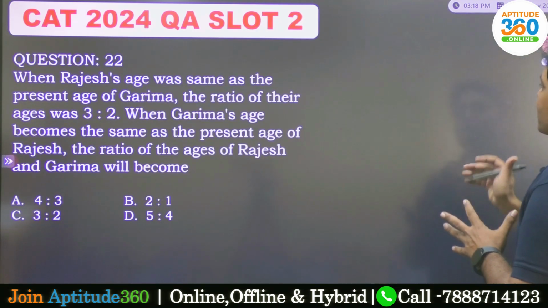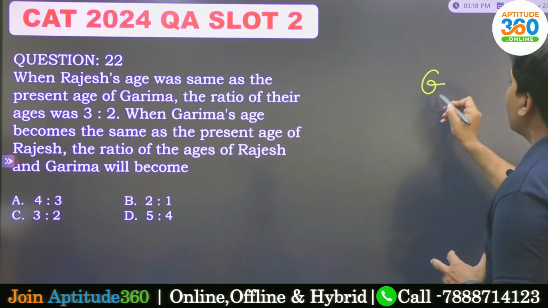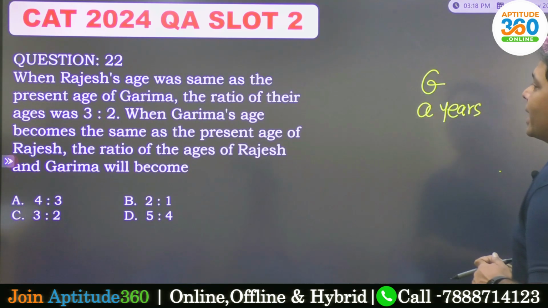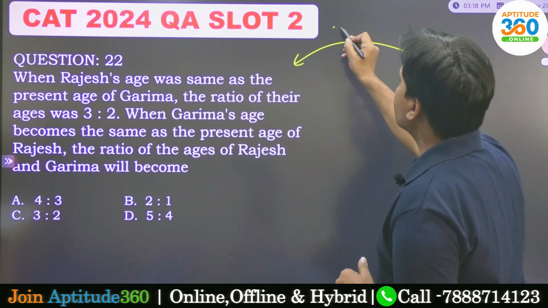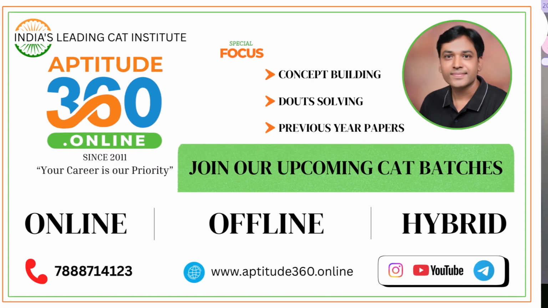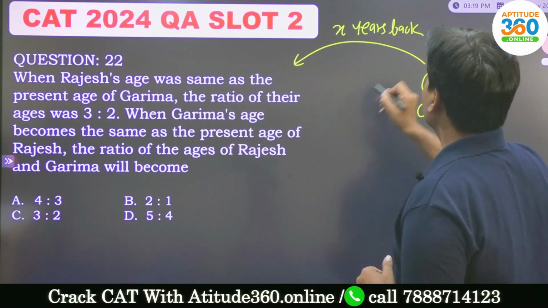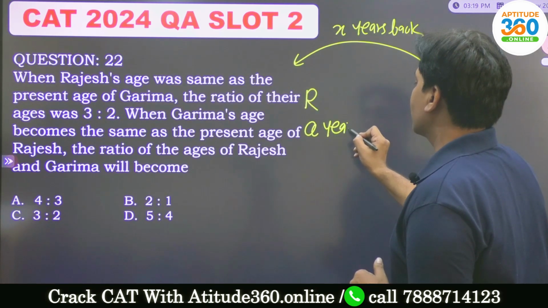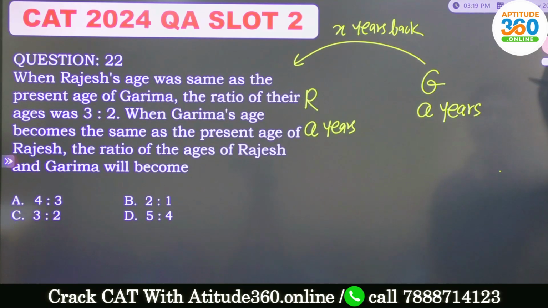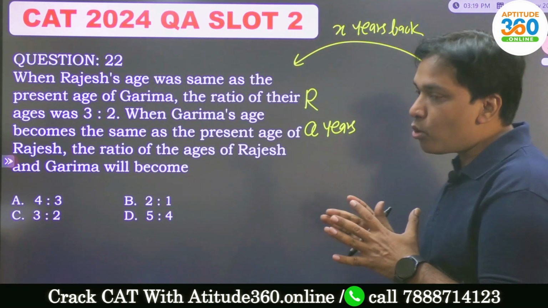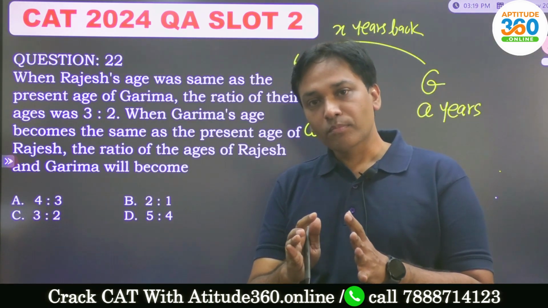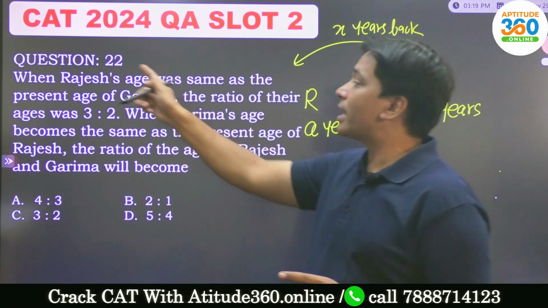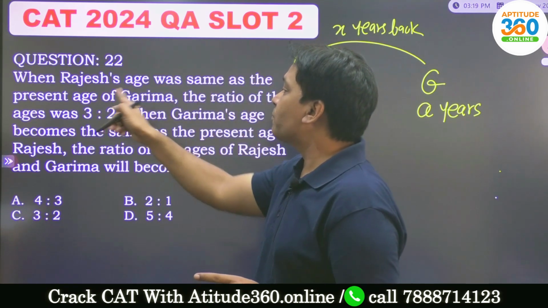So as of now, I'm assuming that Garima is A years old. Are you getting? Garima is A years old, and X years back, Rajesh was A years. I hope I'm making some sense. So what is it that I'm trying to say out here? As of now, Garima is A years old, and X years back, Rajesh was A years old. So the problem says that when Rajesh's age was the same as the present age of Garima.